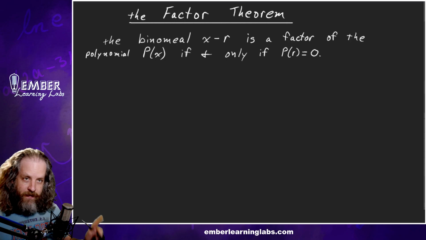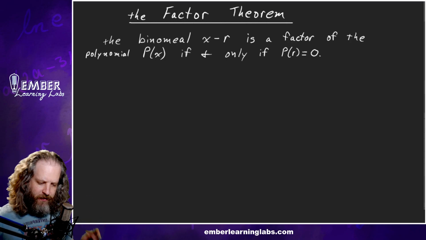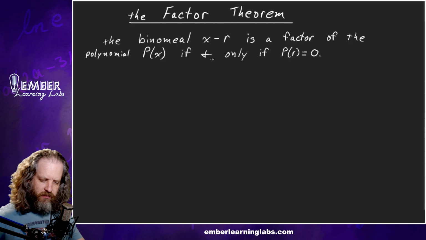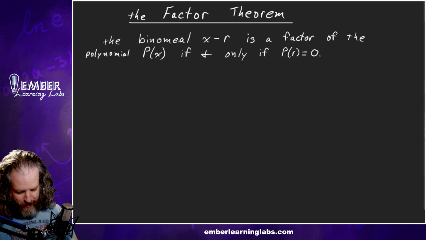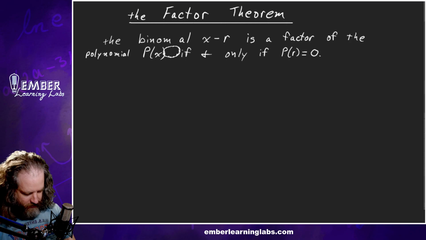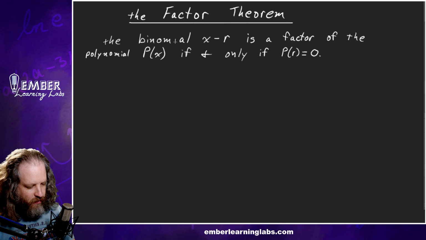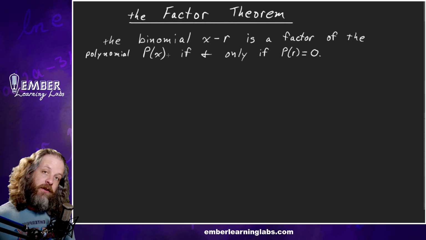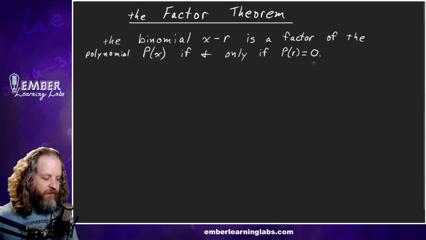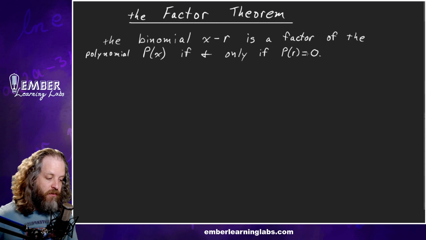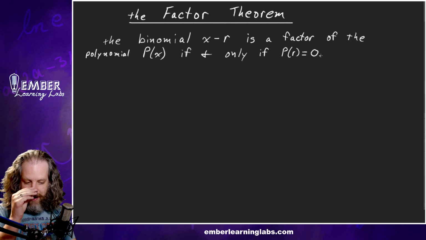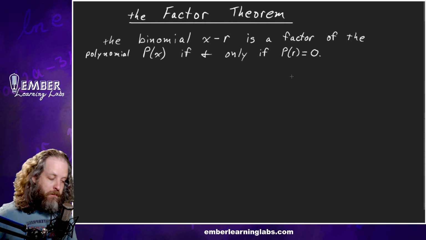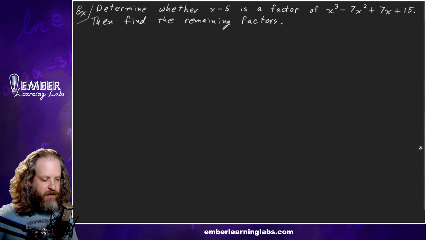So the factor theorem is the other thing we're going to talk about. This one, we are going to write out in words. The binomial, which I don't think is spelled that way. It is not, in fact, spelled that way. The binomial x minus r is a factor of the polynomial p of x if and only if we substitute and find p of r equals 0. So if we do this and it doesn't have a remainder, let's look at an example, put some meat on it, make it clear.